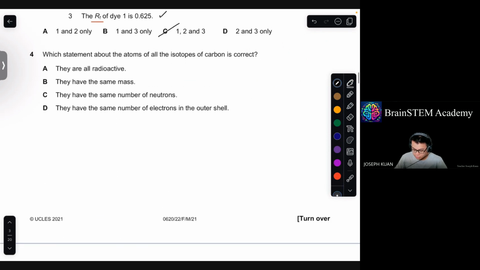Moving on to the next question, 4. Which statement about the atoms of all the isotopes of carbon is correct?